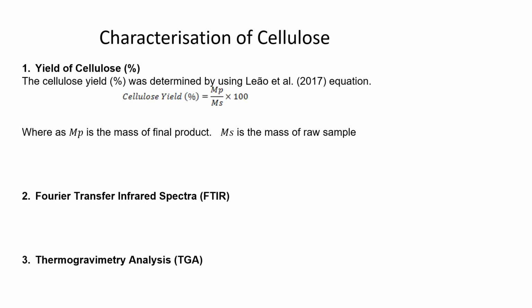After that, we proceed to the characterization of cellulose. The first characterization is the yield of cellulose, how much cellulose is obtained from this waste according to this equation. The second characterization is FTIR. The spectra of olive husk powder and cellulose were analyzed with a Fourier transform infrared spectrometer.